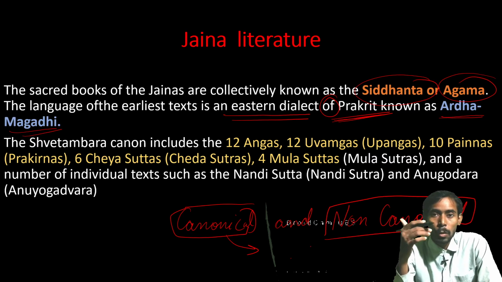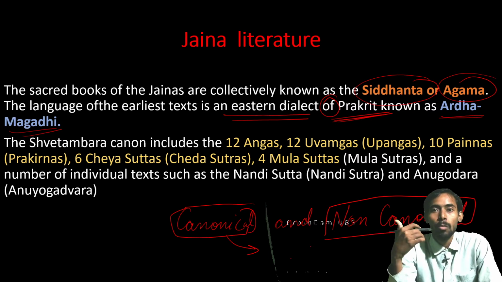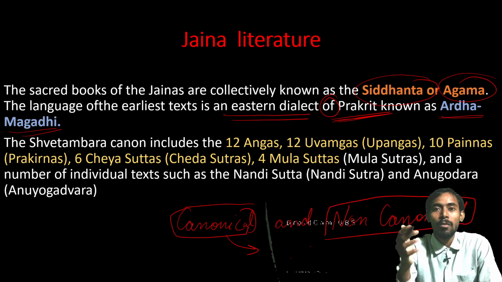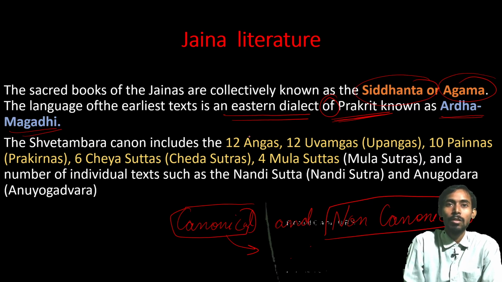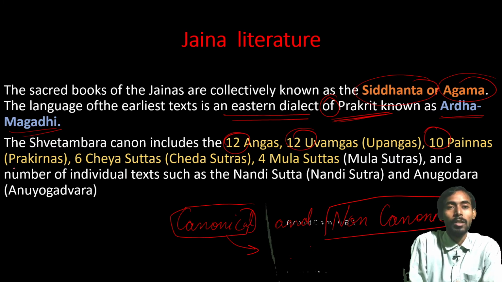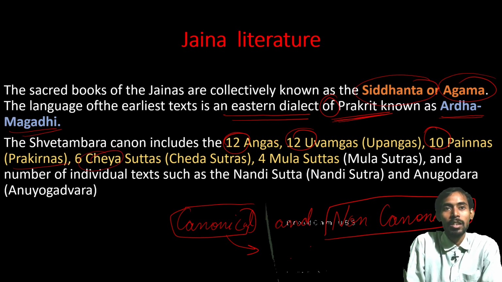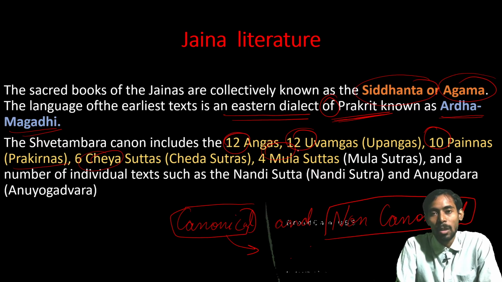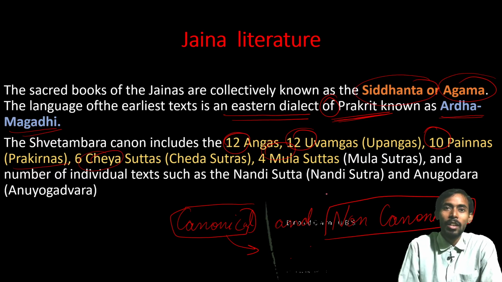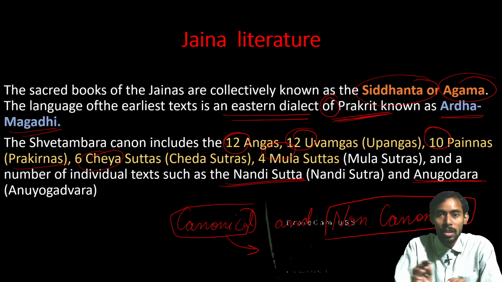As per the Svetamba tradition, or Svetamba canon, there are 12 Angas, 12 Upangas, then 10 Prakirnakas, then 6 Cheda Sutras, and then 4 Mula Sutras. Apart from that, we also have some texts mentioned in the Jain literature. Some of them I have mentioned here, that is the Nandi Sutra, and then Anuyogadvara.